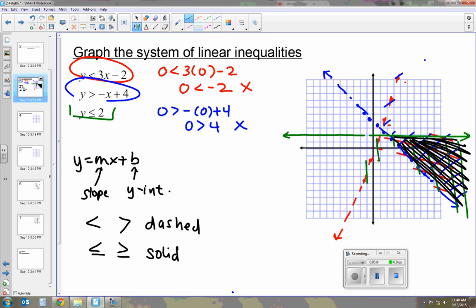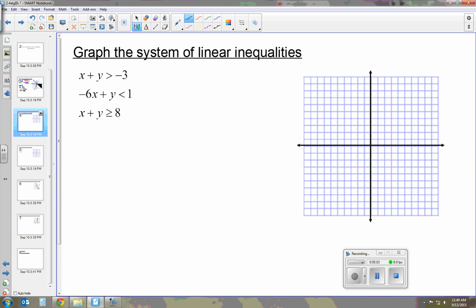Okay, so let's see another example of this. This one, we have to make sure we get each of these inequalities into slope-intercept form before we graph. So the first one is y is greater than negative x minus 3. The second one is y is less than 6x plus 1. And the very last one is y is greater than or equal to negative x plus 8. So let's graph each of these and then shade.